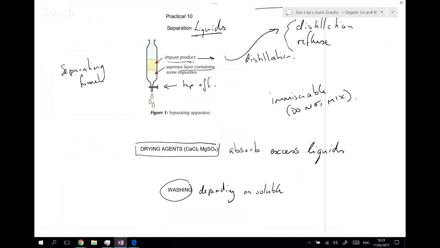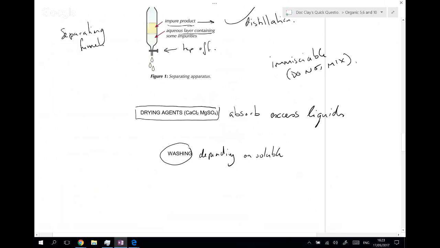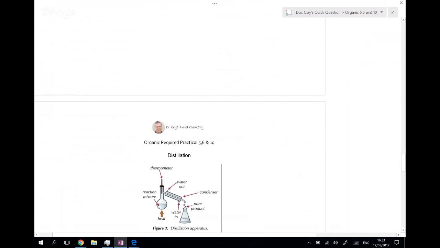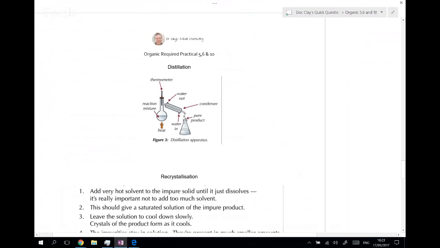The second process then, so that's if you're trying to separate 2 liquids. There's our distillation process highlighted again. Once we've got our 2 impure liquids, we might include a fractionating column.